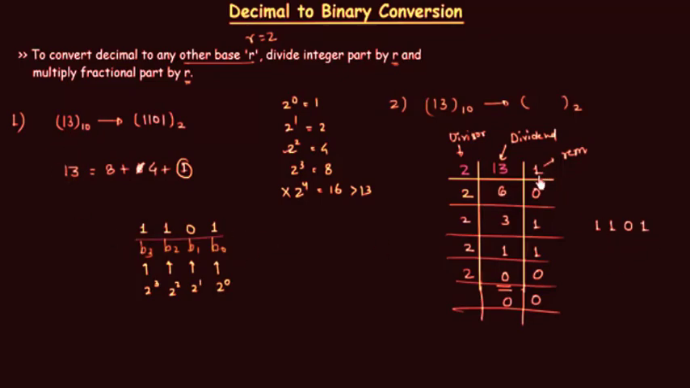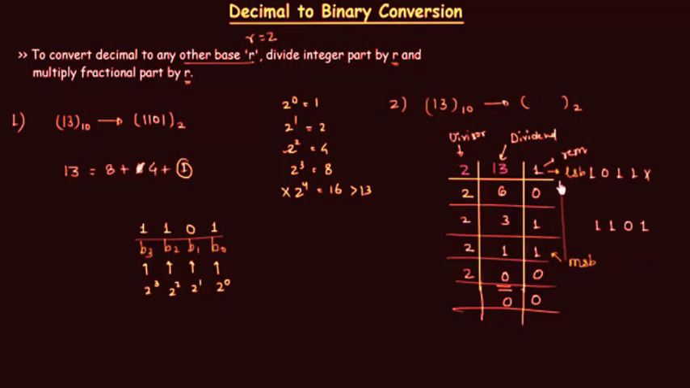So don't consider this one as MSB. If you consider this as MSB, the result will be 1011, which is not true. So this one right over here is the MSB, the most significant bit, and this first one is LSB, the least significant bit. MSB is the leftmost bit, so we have 1 here, and LSB is the rightmost bit, so this one comes here. So this is the binary equivalent of number 13.